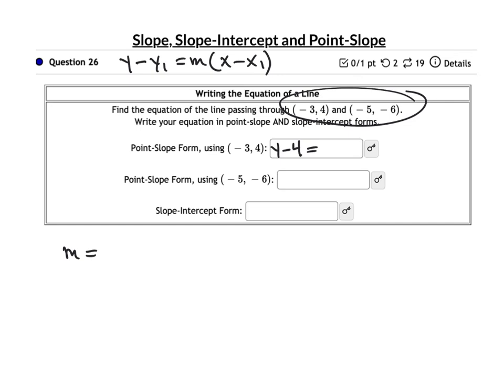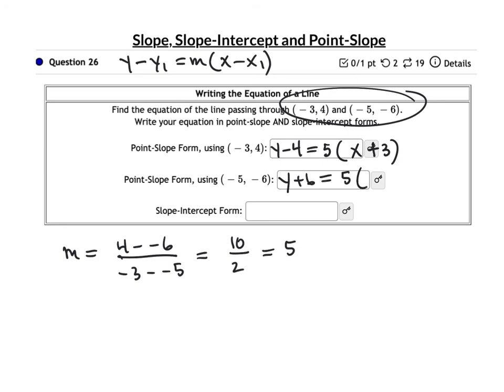We'll subtract the y's up top. That's 4 minus negative 6. We'll subtract the x's below. Negative 3 minus negative 5. And we get 10 over 2, which is 5. So y minus 4 equals the slope 5 times x minus the x of the point, which is negative 3. So it'll be minus negative 3, which ends up being plus 3. For the other one, it'll be y minus negative 6, again a double negative, so that'll be plus 6, equals 5 times x minus negative 5, again a double negative, so that'll be plus 5.